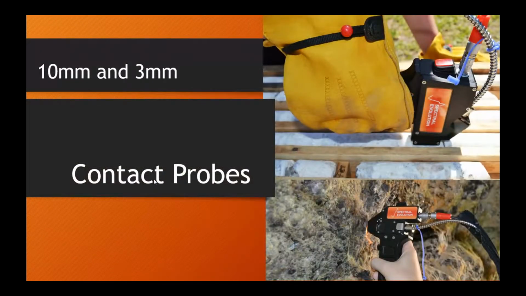We offer two sizes of contact probes that differ only in spot size. Our standard contact probe has a 10 millimeter sapphire window, and our mini probe has a 3 millimeter spot size, which is perfect when needing to focus in on key areas of your sample. These measurements are taken by one click of the trigger button, and your mineral spectra is displayed in about 3 seconds, so very fast.